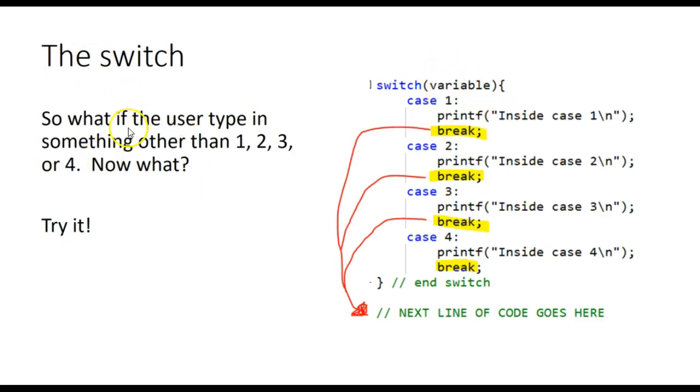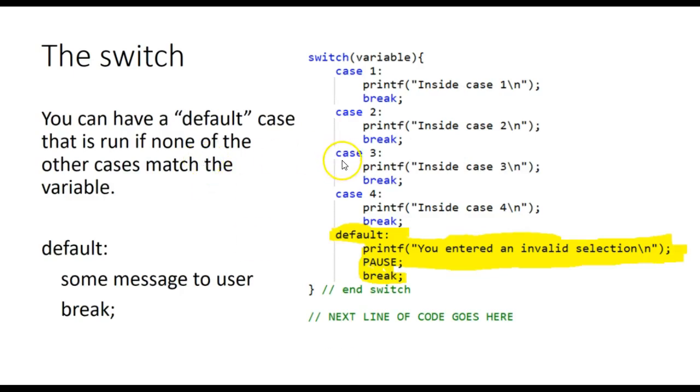So as I said in the previous statement, what would happen if someone enters something other than 1, 2, 3, or 4? If you try that, you'll see that everything is skipped. We'll go to the next line of code. That's not really acceptable.